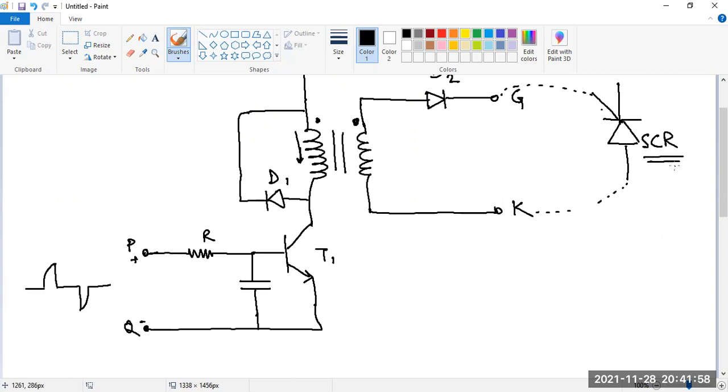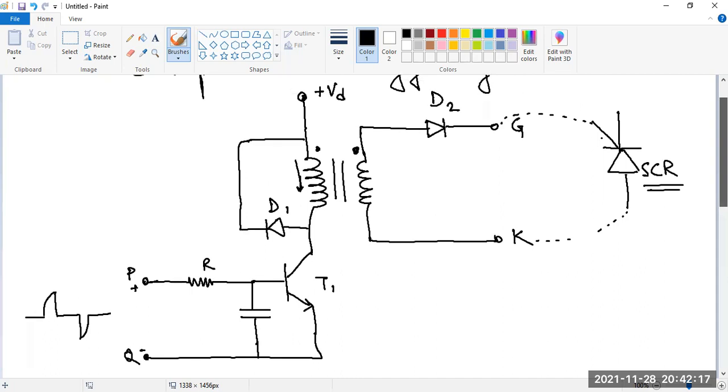Understood? এই বুঝতে পেরেছো সবাই? The operation of this particular circuit. Now, the thing is where the diodes, why the diodes are used. First, one by one. The diode 1 is used basically as a what?